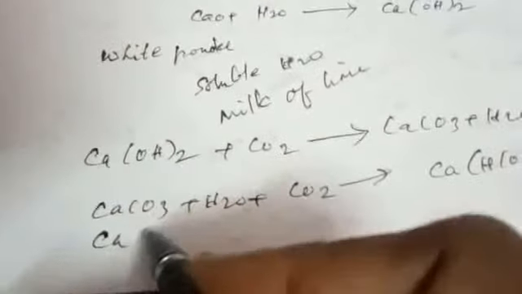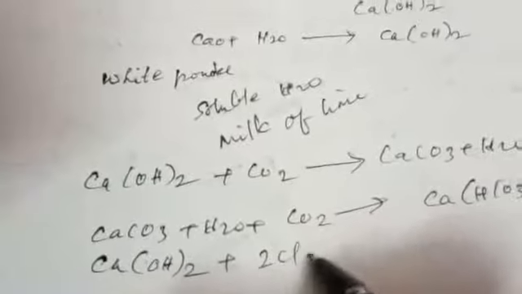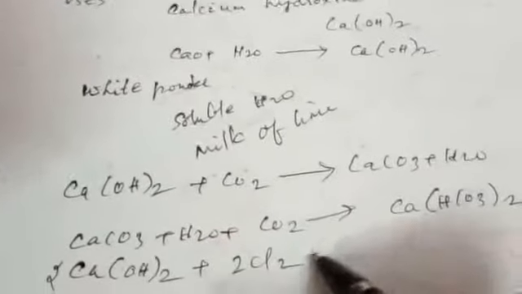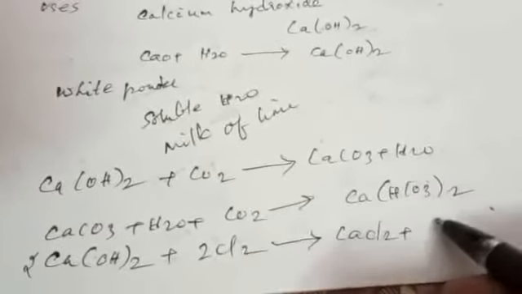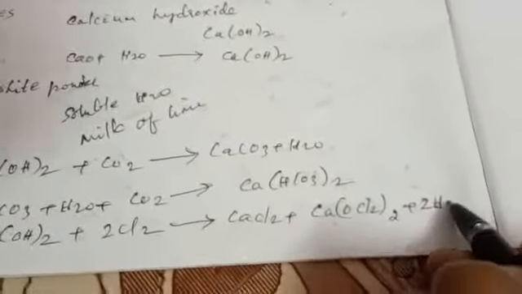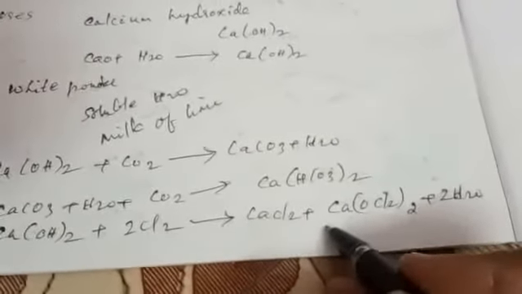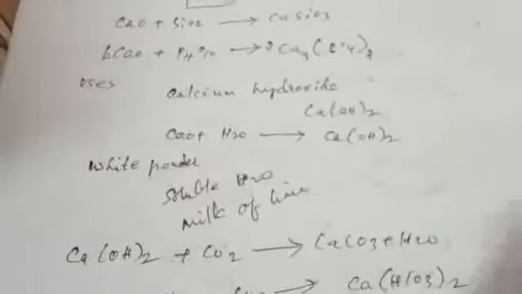Calcium hydroxide reacts with chlorine, which means calcium chloride plus CaOCl2 plus two water molecules. That means bleaching powder will be obtained.